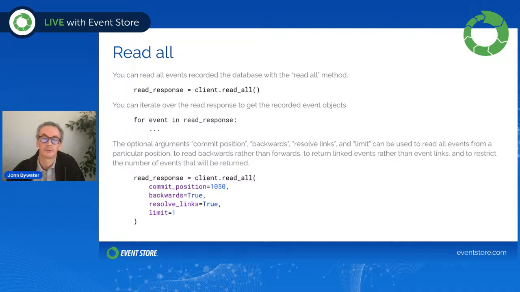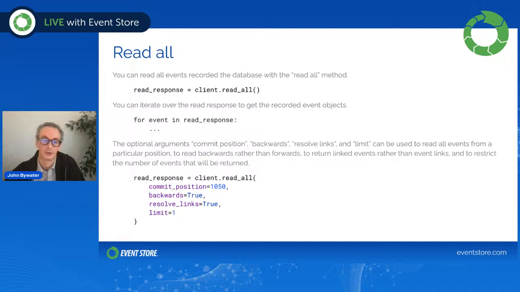In addition to reading from a stream, we can read all the events in the database, and we get a read response, which is very similar to the read response we get when reading from a stream. We can iterate over the events in the read response and do whatever we want with them. The options here are kind of similar, but there's more of them. So firstly, there's a commit position rather than a stream position. The backwards also figures here. We can read backwards. We can also resolve links, and we can limit the number that we get.